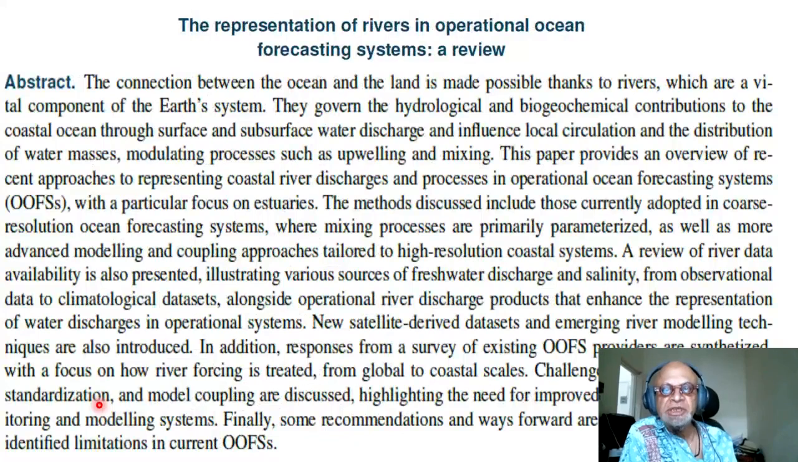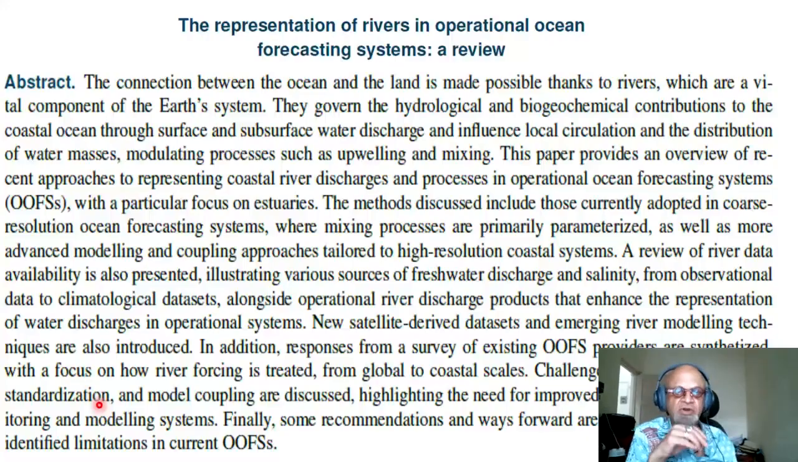Okay, the representation of rivers in operational ocean forecasting. So it's a review, but I won't go into the details because it is still kind of empirical. We don't understand the river coming in at a very fundamental level. We have to make some assumptions. For example, does it come in and go out like an estuarine circulation? What kind of salinity comes in? How does it get mixed? And can you just represent it as rain falling instead of rivers coming in? So all sorts of details are there.